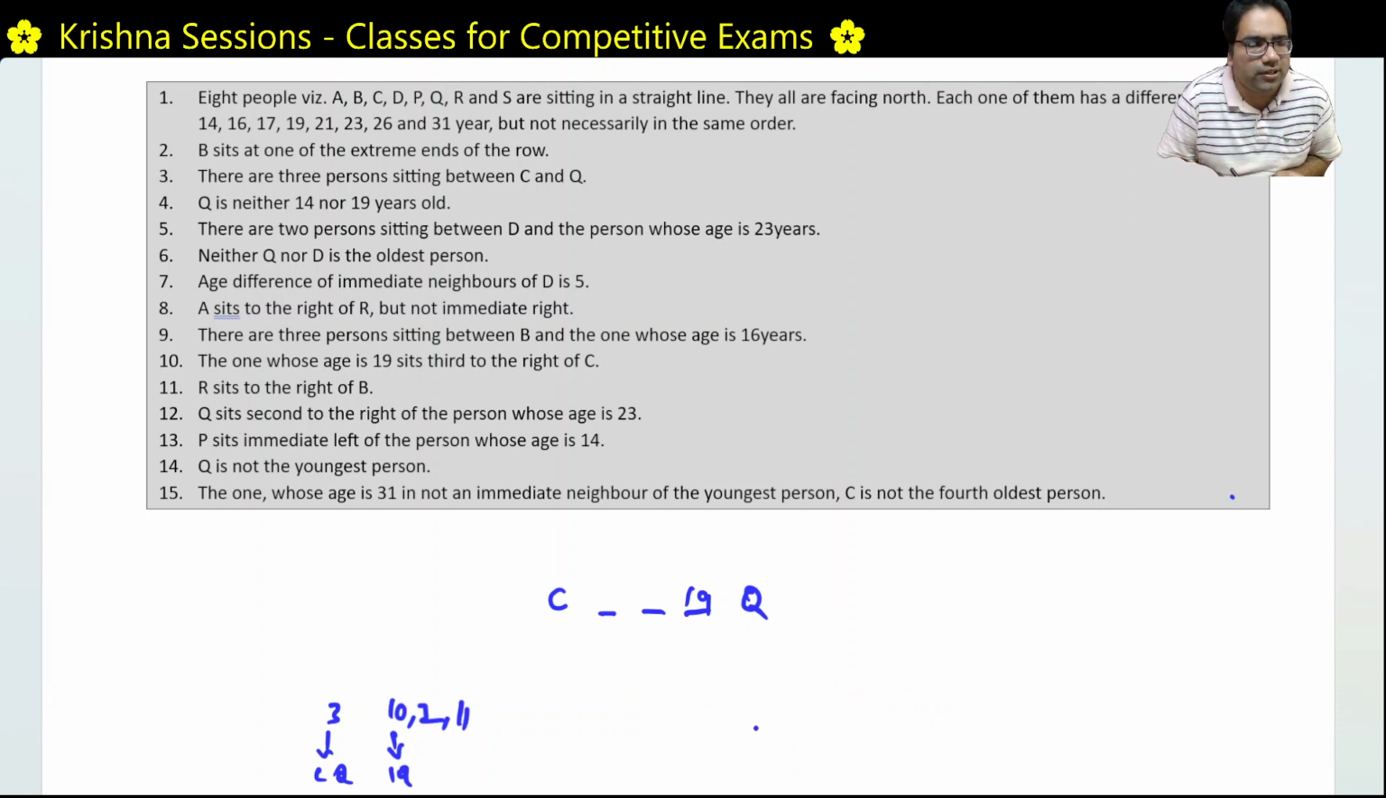Right. So we have used conditions 10, 12 and 10, 2 and 9 to eliminate the second diagram. We have used the condition of B sitting at the extreme end, and we used the condition of R sitting to the right of B to eliminate the second diagram.